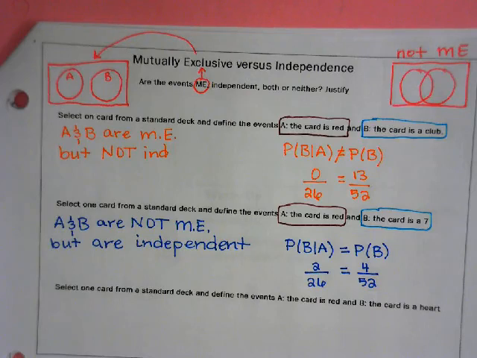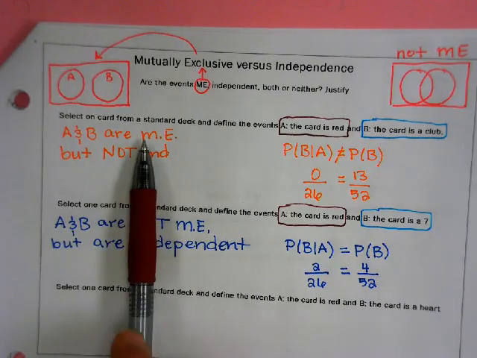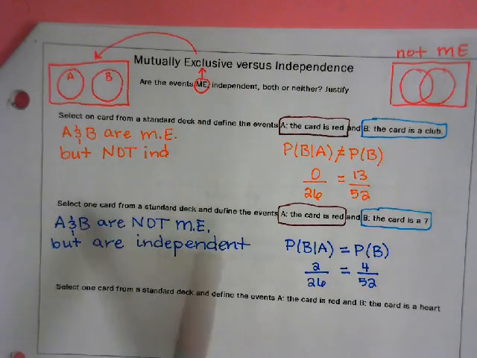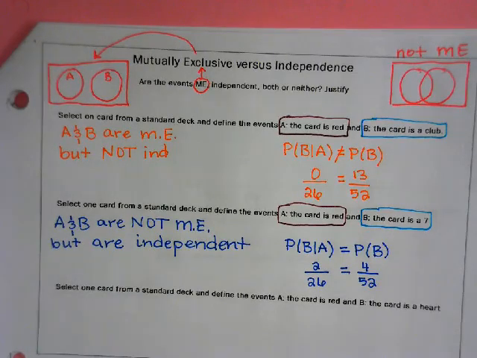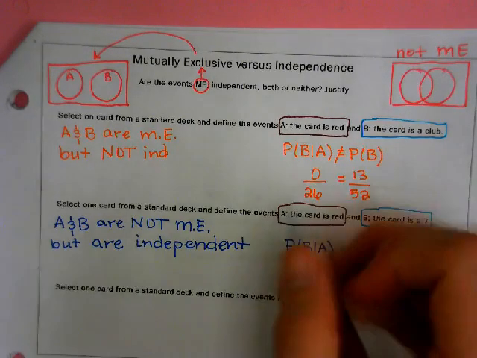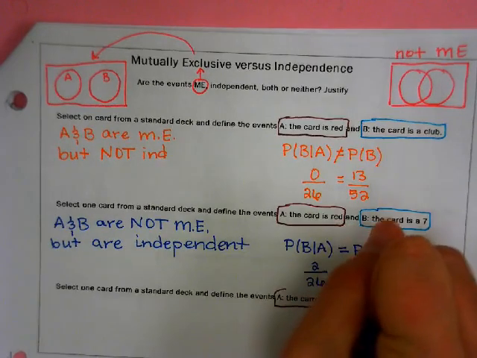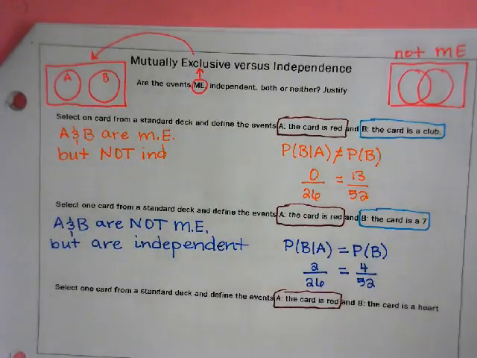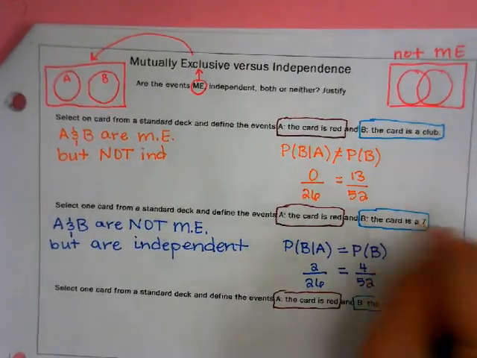All right, so same thing. We're going to pick one card. Event A is red. Event B, the card is a heart. So, are they mutually exclusive or not? They're not mutually exclusive because we can have a red heart. In fact, that's the only kind of heart we would get.